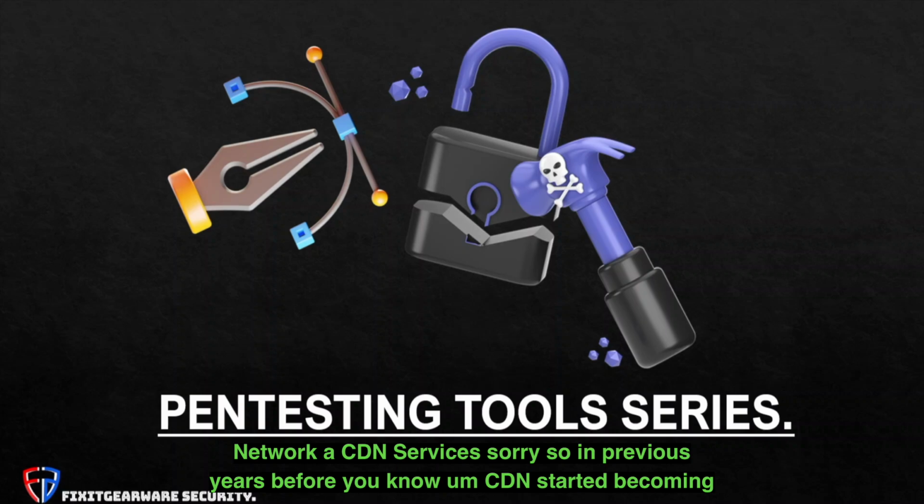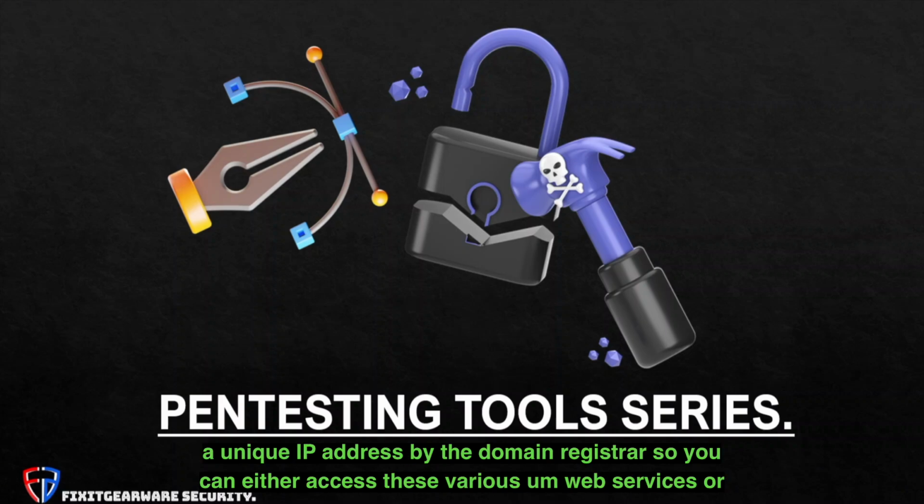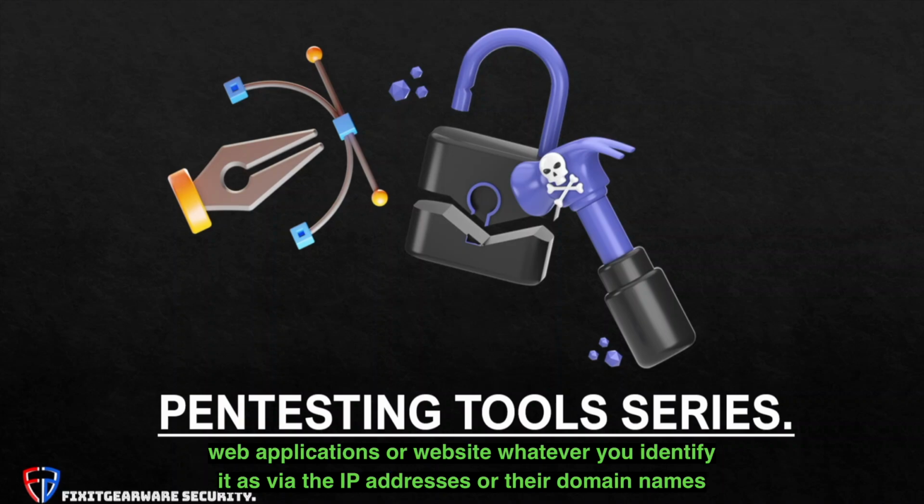In previous years, before CDN became popular, all web applications generally had a domain name, and these domain names were assigned a unique IP address by the domain registrar. So you could access these various web services, web applications or websites, whatever you identify them as, via either the IP addresses or their domain names.